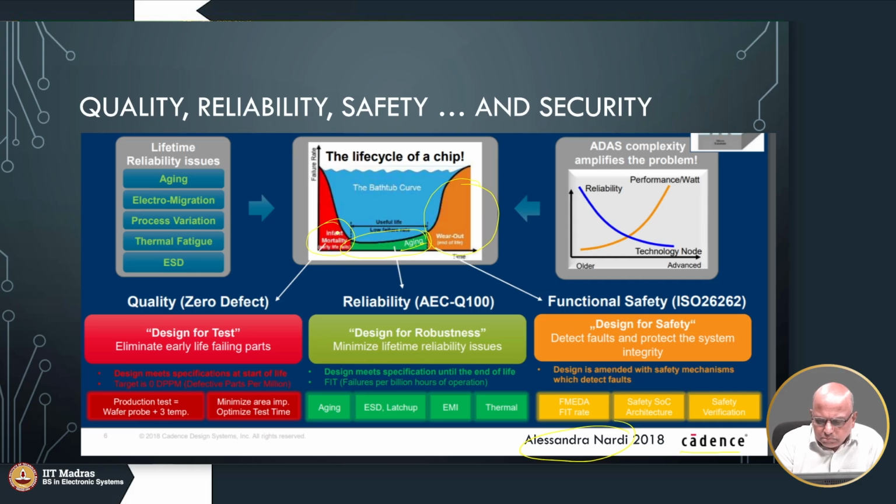In the infant mortality region, that is where you are worried about quality. We don't want to supply bad parts to the customer. It must be a quality issue because of which the part failed so early. So the idea is to eliminate such bad ICs which can fail so early in the life cycle.